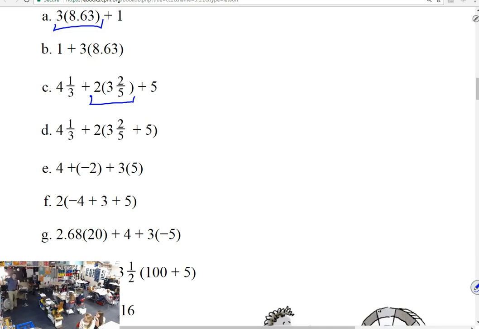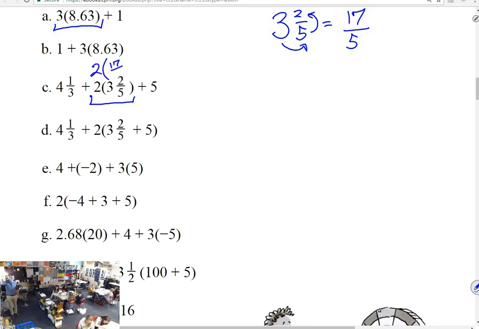An improper fraction. So I'm going to take that 3 2/5, and before I try to do anything with it, I'm going to make it improper. We use that little triangle method where we multiply down to the bottom, bring it up to the top. So 3 times 5, 15, plus 2, 17/5. Then I'm going to double that. I'm going to double 17/5.